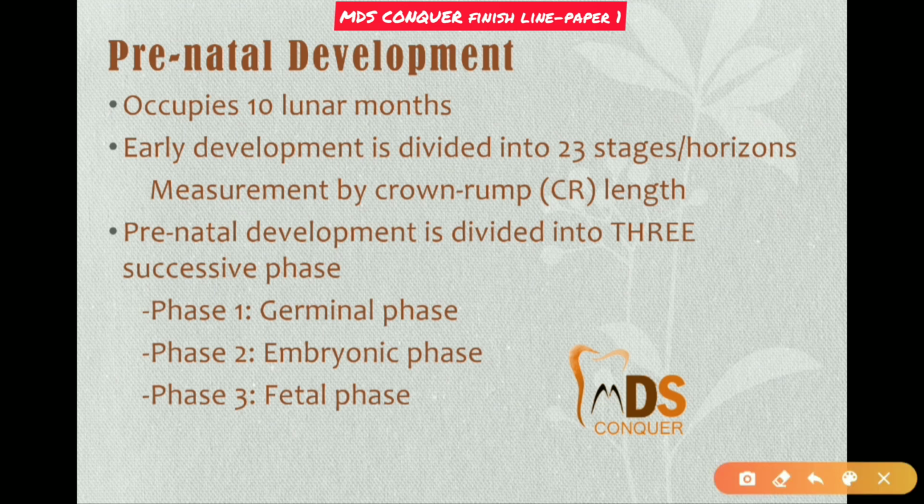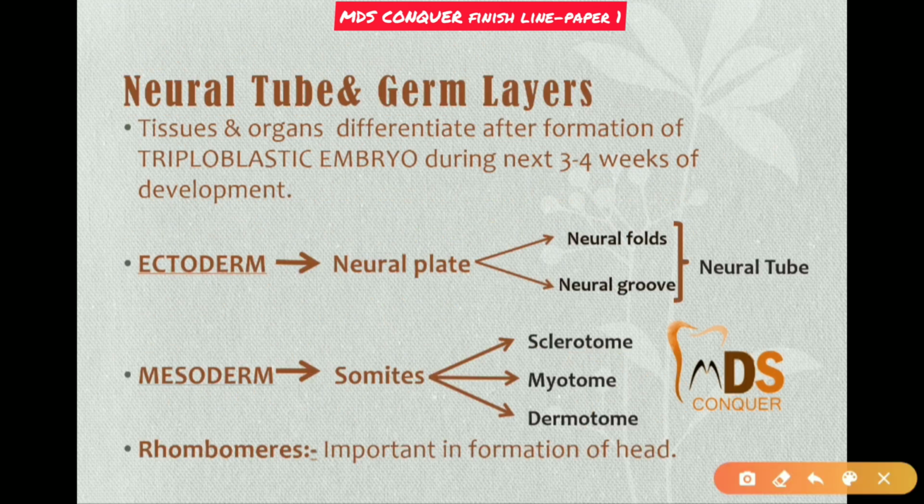Prenatal development includes 3 successive phases. Actually, this development is divided into 23 stages, I mean the complete development, but with 3 successive phases: the germinal phase, embryonic phase, and fetal phase. So this is very important for us.